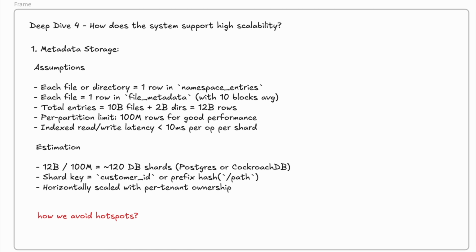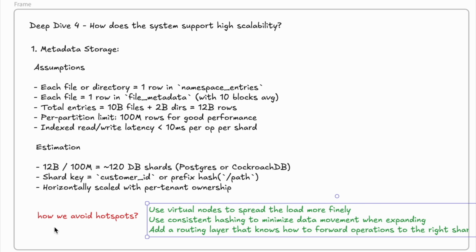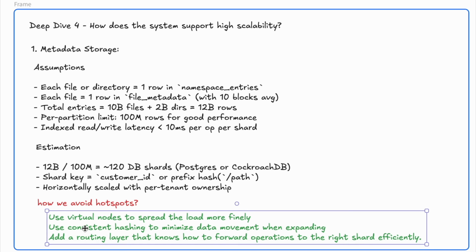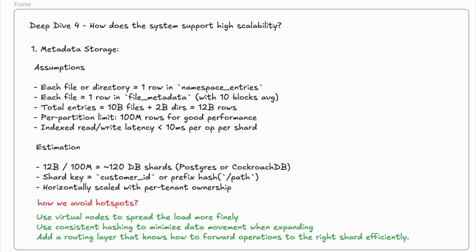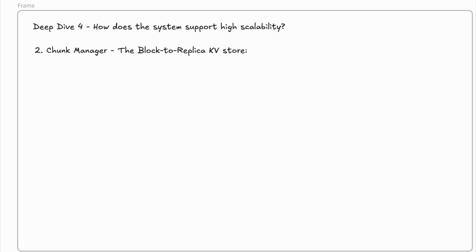And if the interviewer asks how we avoid hotspots: use virtual nodes to spread the load more finely. Use consistent hashing to minimize data movement when expanding. Add a routing layer that knows how to forward operations to the right shard efficiently. This layer is often the first to bottleneck, and the hardest to scale if designed poorly. Second, chunk manager, the block-to-replica KV store.